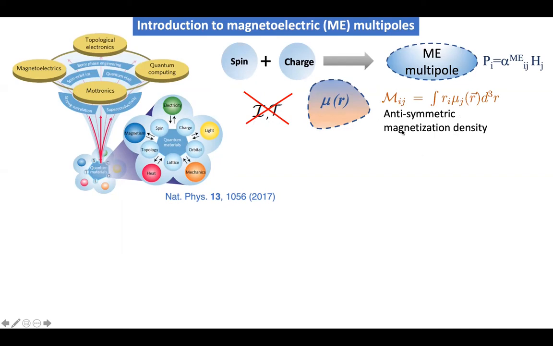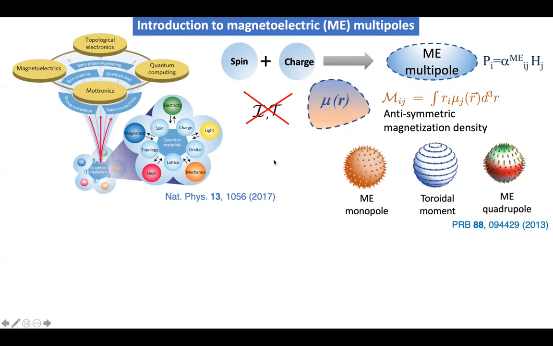The antisymmetric magnetization density represented by this magnetoelectric multipole can be decomposed into three irreducible components. The first component is the magnetoelectric monopole, represented here by a blob of magnetization density with the magnetization vectors pointed in the outward direction. The second component is the toroidal moment, represented by a head-to-tail kind of spin arrangement. Finally, a 5-component magnetoelectric quadrupole moment, and one of its components is shown here.